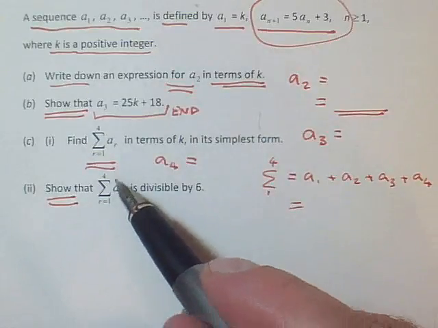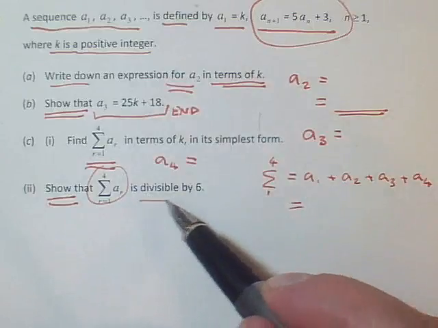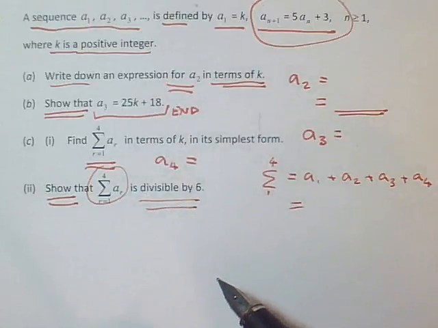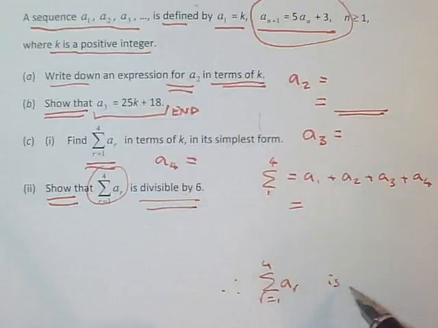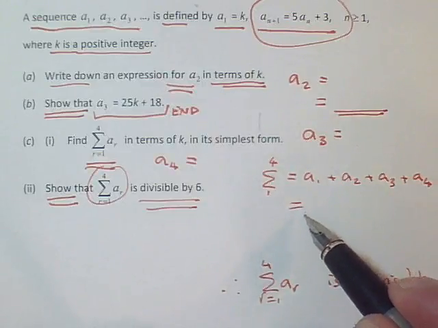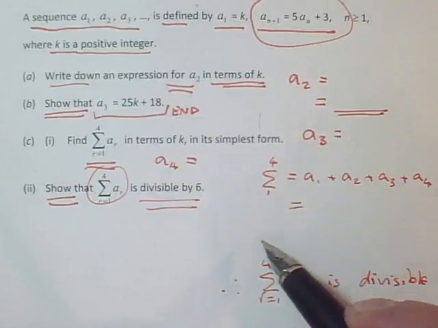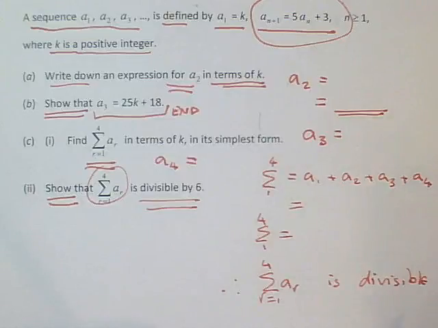Okay, we've got to say that this thing you've just worked out, so your answer to the previous part, has got to be divisible by 6. So your endpoint is going to be saying, therefore, the sum from r equals 1 to 4 of ar is divisible by 6. They always give you the endpoint, and you always have to write it down. So that's how your solution is going to end. You've got to take your answer from before and show that the answer you just got is divisible by 6.